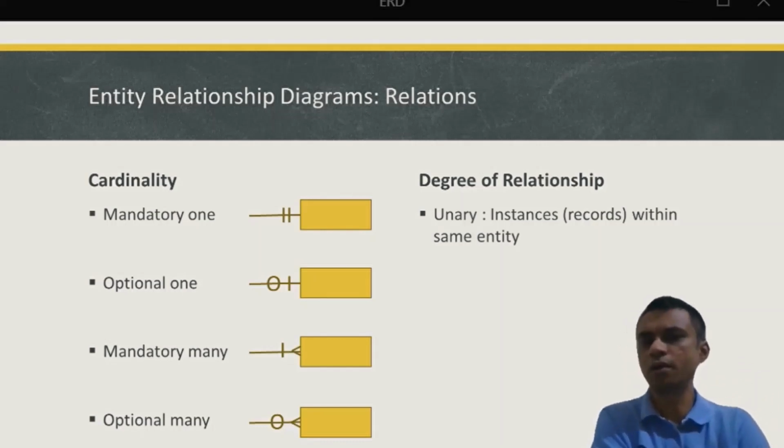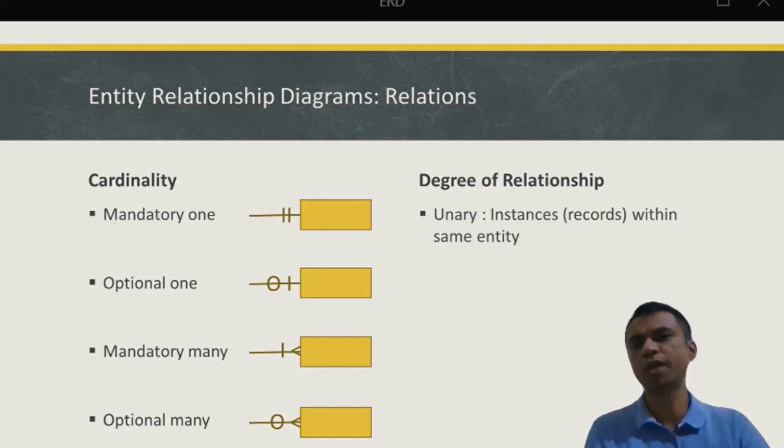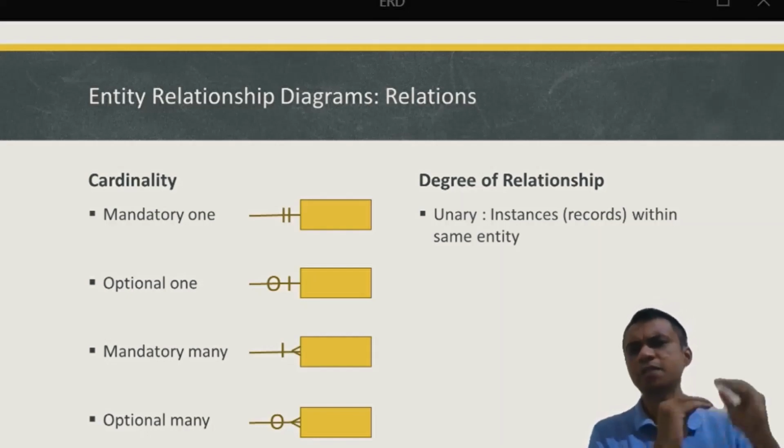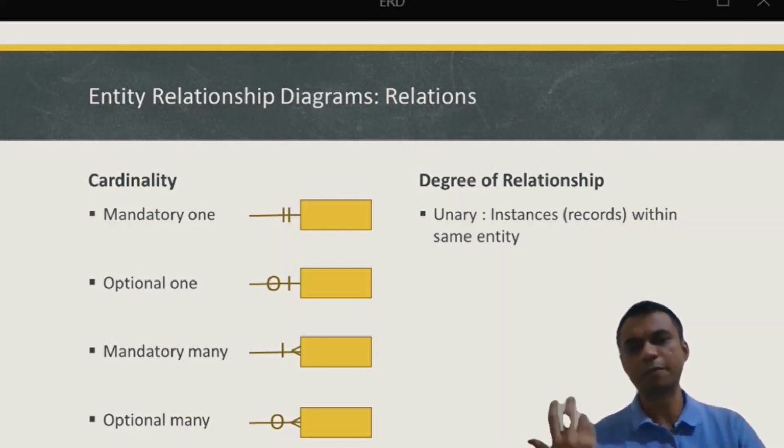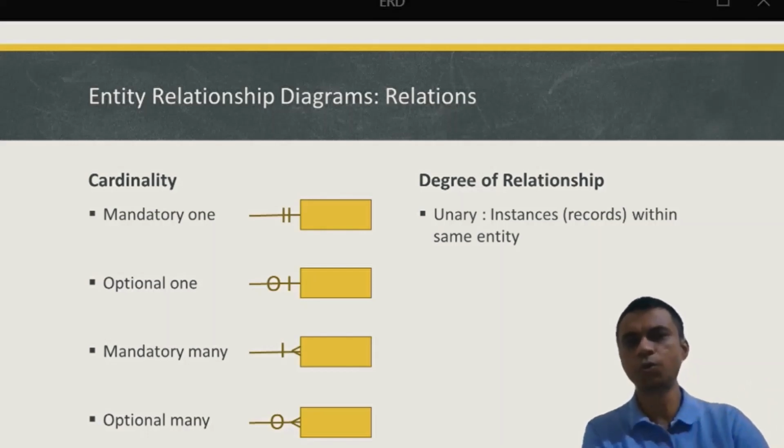Now, not all instances may be related in this way. Like the senior and junior relationship is there between some students. Some of the students are not senior or junior, they are maybe batchmates, or they are not related at all because they are in totally different programs or totally different studies. So a unary relationship does not mean that each and every record within the entity is related. It's just that some of them are related, and they are related through a unary degree of relationship.